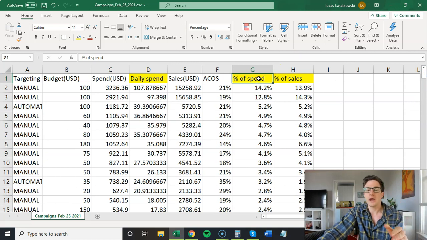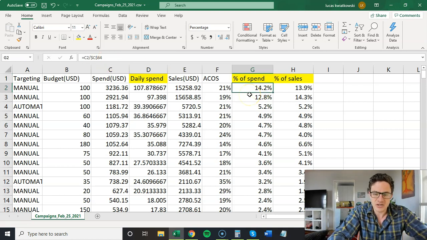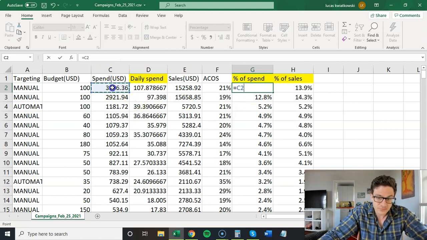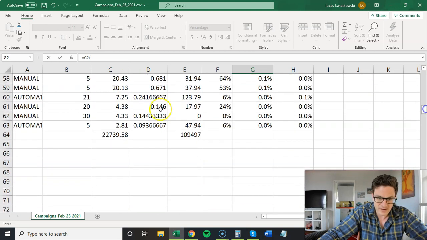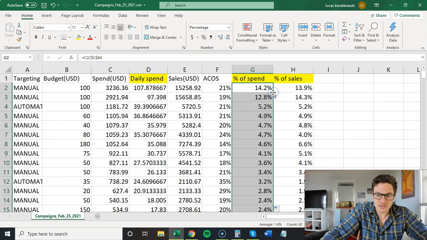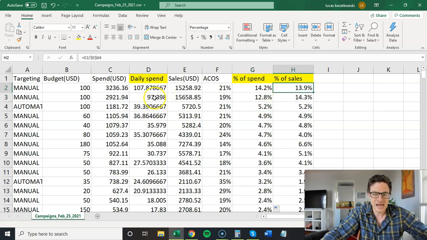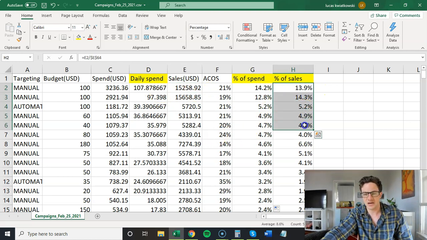What I want to figure out is what percentage of my total spend each campaign is getting. So what I do is I type equals spend divided by my total spend, and then you put a dollar sign in here to hold that. Then you copy this down, so each of these rows is going to divide by that same cell at the bottom. And I do the same thing for sales. I take my E2 and divide it by my total sales, and I get these numbers.